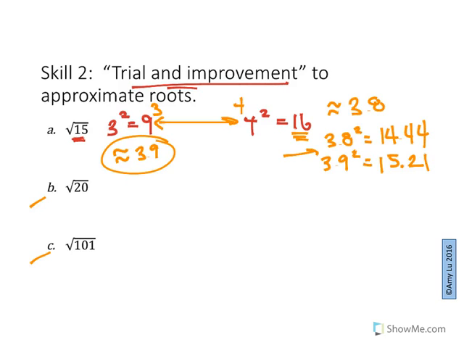So at this time, pause and do B and C. And the answer for the square root of 101 is approximately 10.04. Because if you say it's approximately 10, you're basically saying that 10 times 10 is 100, so you want it to be a little bit more than 10. And that's it.